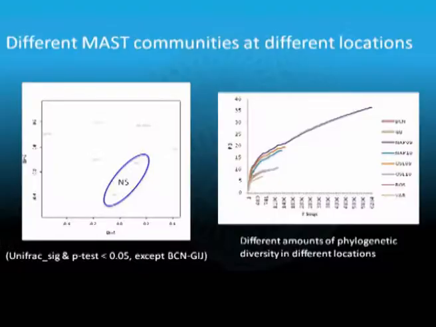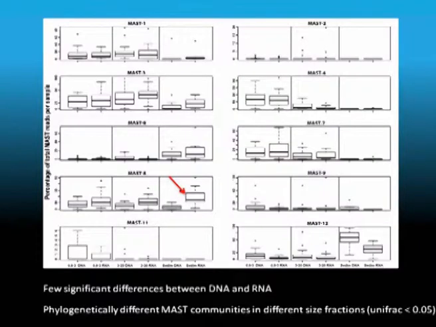Another thing we saw is that if we look at the MAST communities in different areas, in general they tend to be different. Only between Barcelona or Blanes and Gijón, there was no significant difference among them. But in general, communities of MAST seem to be different, and they contain apparently different amounts of phylogenetic diversity. We look also at DNA and RNA, so this could be a proxy to see how active some flagellates are in different environments. But in general, we found few significant differences between RNA and DNA.